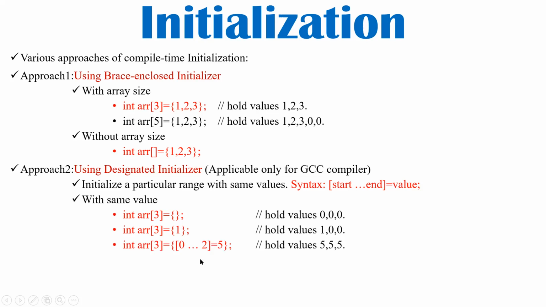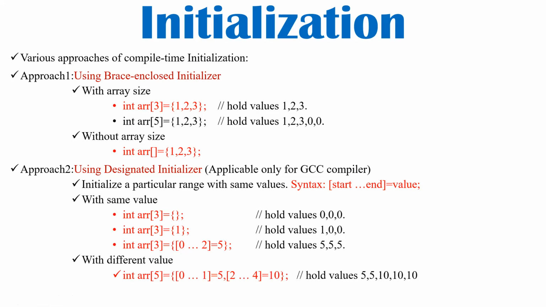So if I am giving it like this, that means within this range, the starting index is 0 and the ending index is 2, and the value is 5, which means all three positions will hold the value 5, 5, 5. So with different values, each index position gets a different value. Here we have an array of size 5: for 0 to 1, I assigned the value 5, and for 2 to 4, I assigned the value 10. So the values in this array are 5, 5, 10, 10, 10.